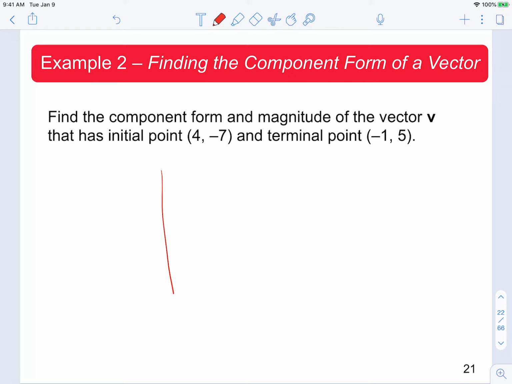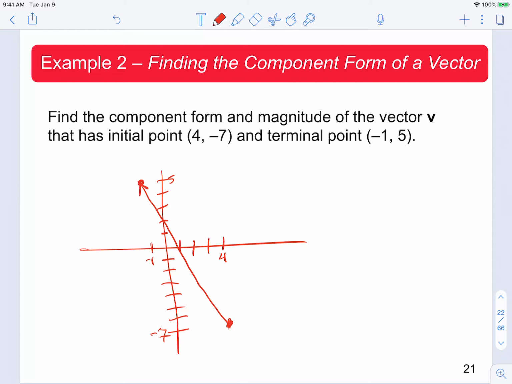Now, if we do a quick sketch of this, so 1, 2, 3, 4, 1, 2, 3, 4, 5, 6, 7. So here is our initial point. And then the terminal point is (-1, 5). 1, 2, 3, 4, 5. So we're starting here, we're going to here, and it looks like this.